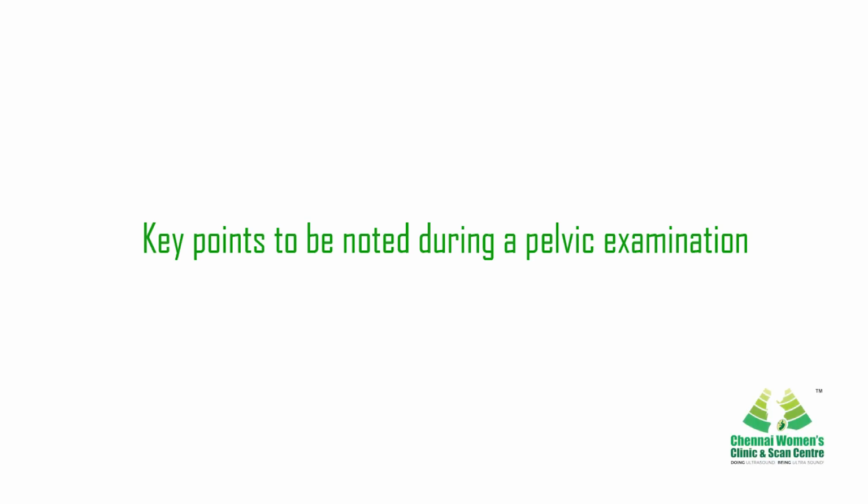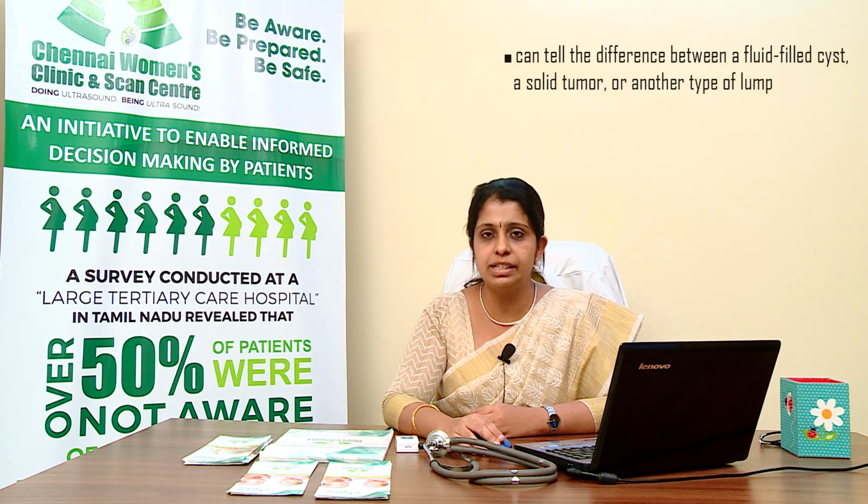Key points to be noted during a pelvic ultrasound examination. With a pelvic ultrasound, the doctor can tell the difference between a solid tumor and a fluid-filled cyst, which is either present in the uterus or tube or in the ovaries. This is one of the main advantages of an ultrasound. Usually, a higher modality of examination such as CT or MRI is recommended, and in other cases, 6 to 8 weeks later, a repeat ultrasound or a pelvic examination is done.